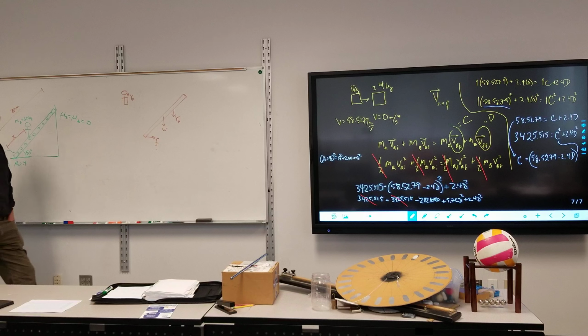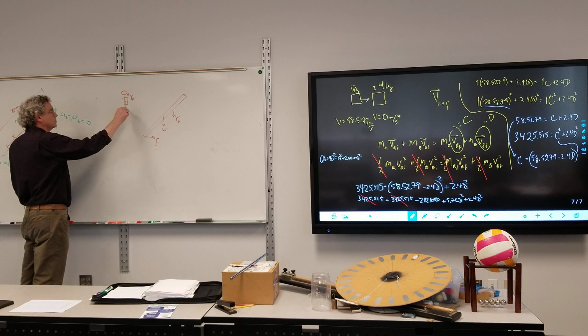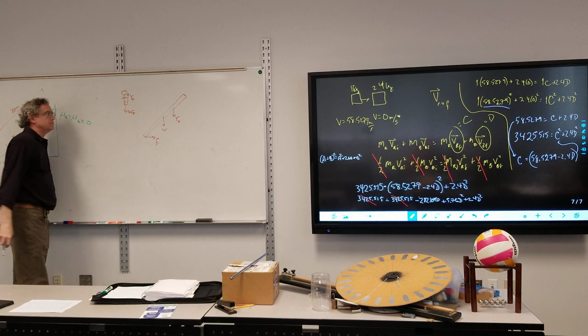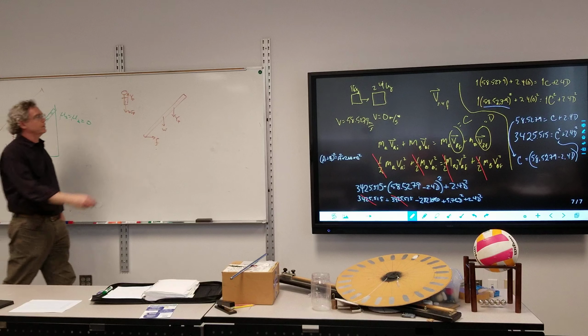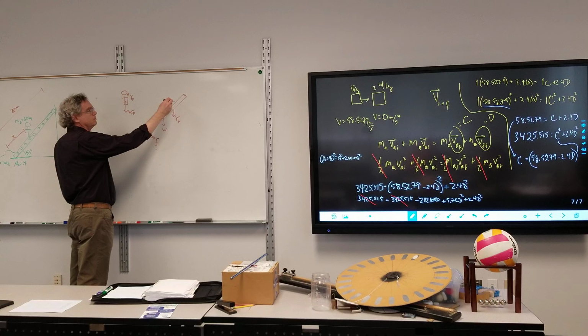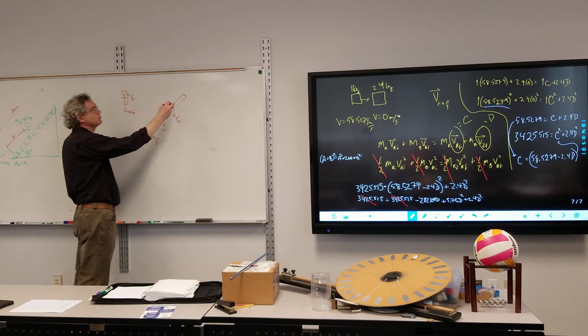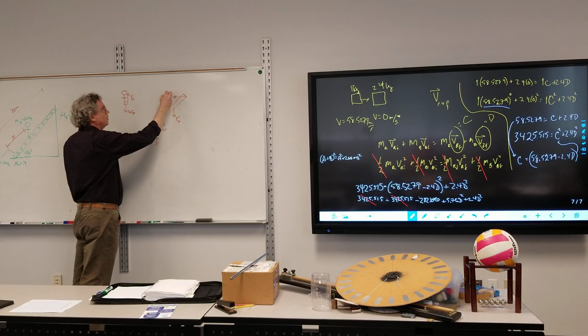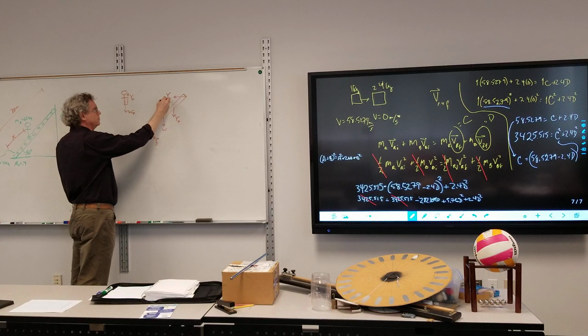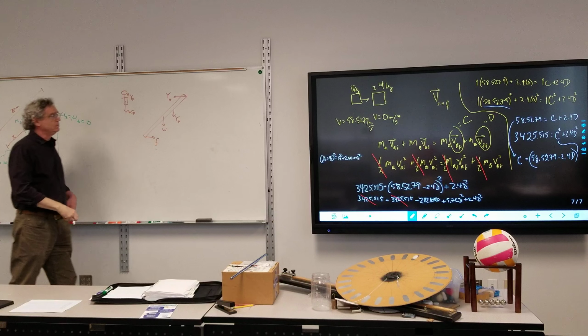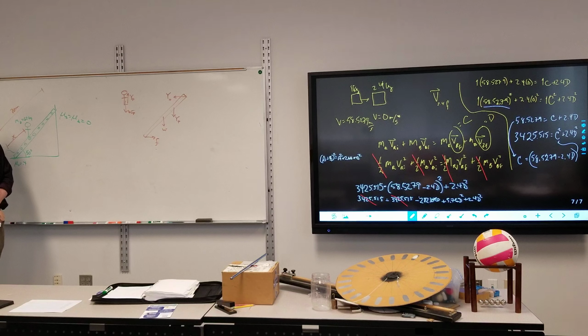Weight of the person. Would it be the normal force where the ladder is hitting the wall? Yep, going which way? Away from the wall. I'll call that Y sub h for horizontal. 1 more.